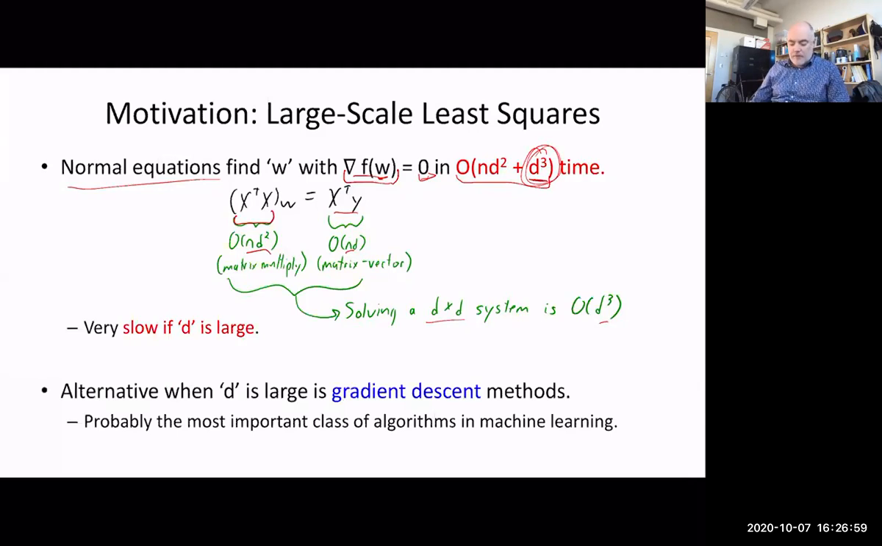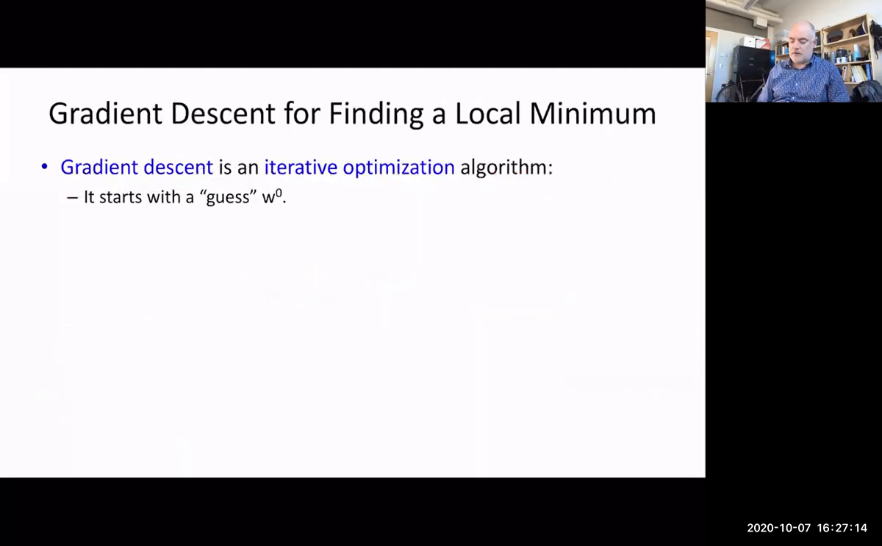So an alternative when d is large is basically gradient descent, right? And this should probably be in red or with exclamation points or something like this. In modern machine learning, gradient descent is probably the most important class of algorithms that we're going to see and use. And it's super simple, right? Should be familiar to most of you, actually. If it's not, it will be after this, right?